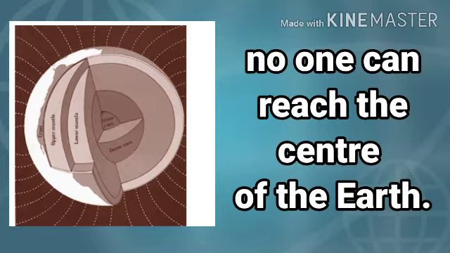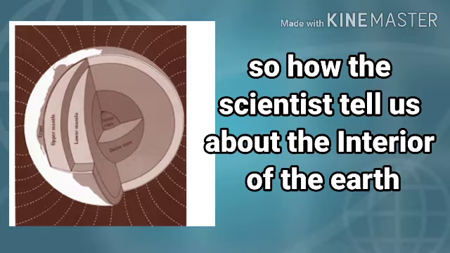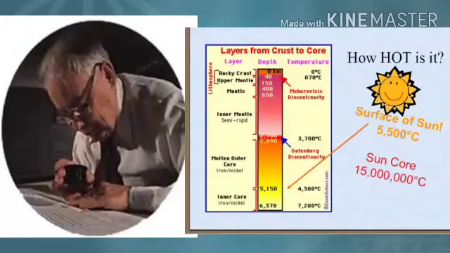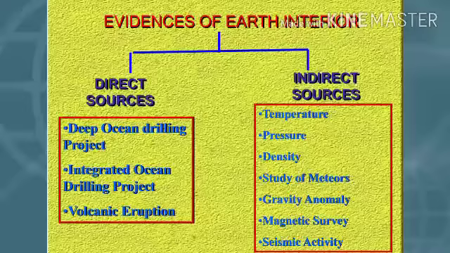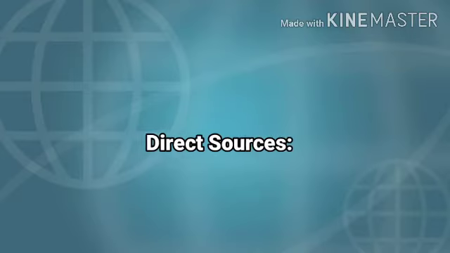Under such conditions, you may wonder how scientists tell us about the Earth's interior and the type of material that exists at such depth. Most of our knowledge about the interior of the Earth is based on indirect methods. Some parts of the information are obtained through direct observation and analysis of the material. So now we will see what these direct and indirect sources are. So first of all, direct sources.